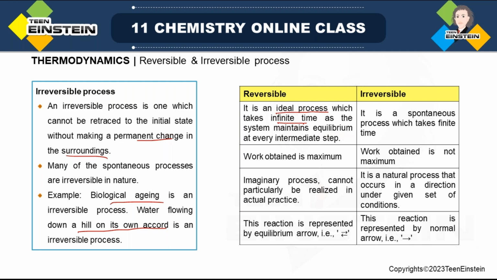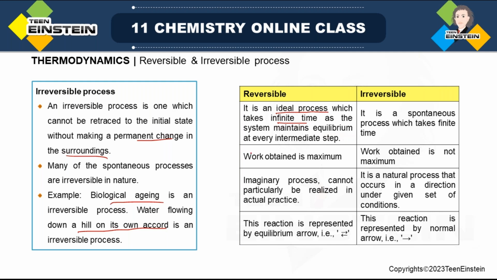And see, as we have mentioned the conditions, you have to do it in several small infinitesimal steps, and it will take a long time. So infinite time it will take. If you actually want to follow the ideal reversible process, obviously it will take a very long time, because at each small step you have to maintain equilibrium at every intermediate step. So it is an ideal case, and irreversible is spontaneous, and it is not taking infinite, it is taking finite time.